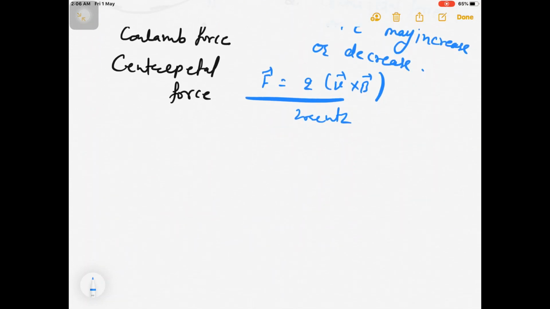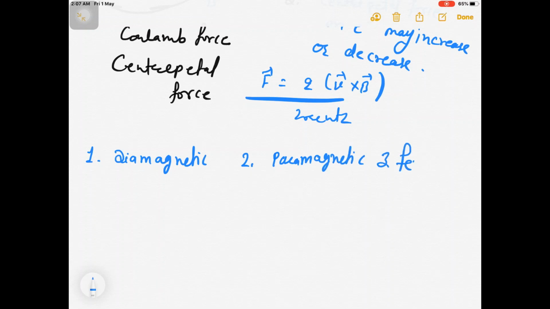Now come to the classification of magnetic materials. The first one is diamagnetic material, the second one is paramagnetic material, and the third one is ferromagnetic material. Okay, so let us discuss all the types of materials one by one.